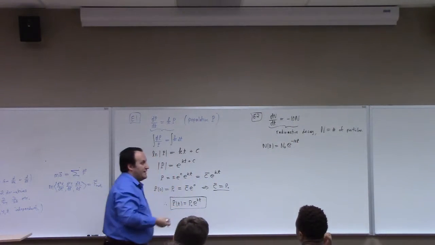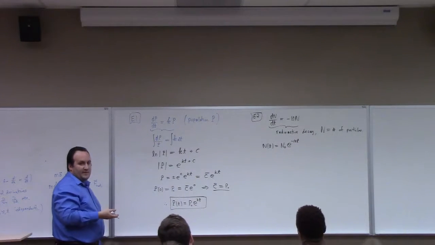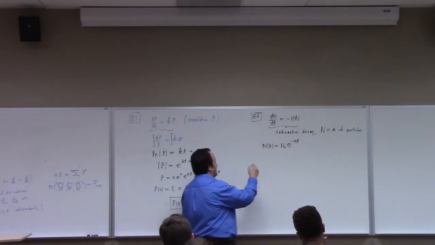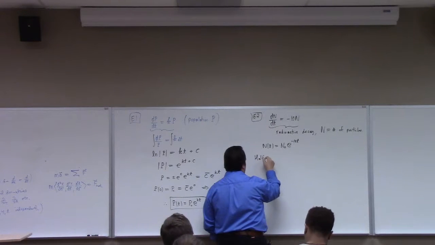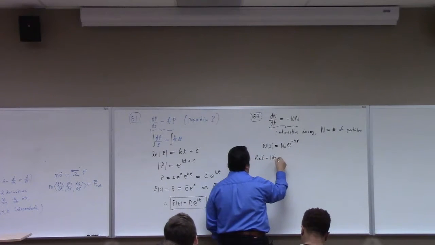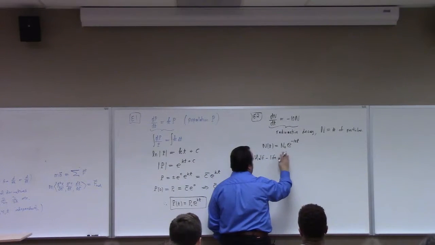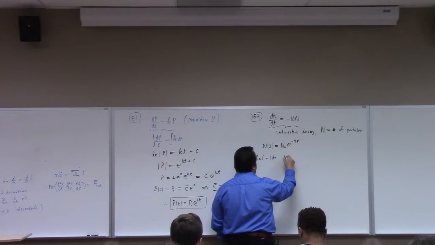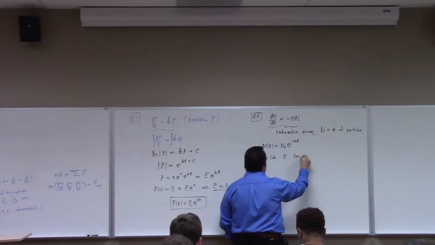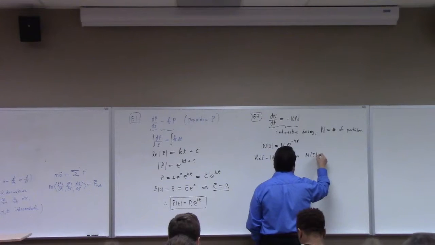So if you wanted to rewrite this in terms of, say, half-life, what would the half-life be? Let's use tau for half-life. How about that? N of tau should be equal to what?